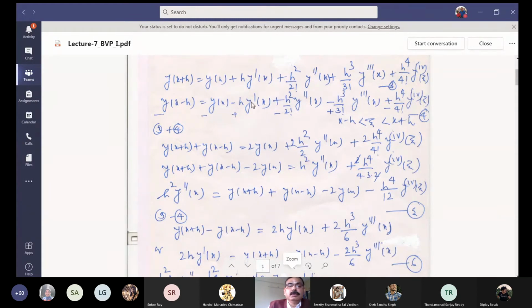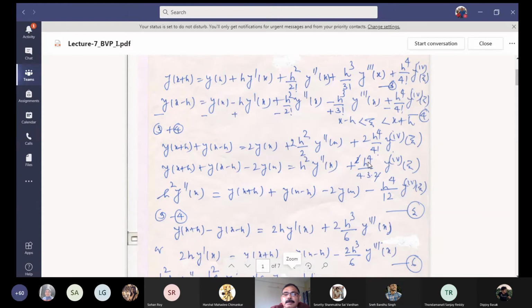2y(x), and this goes off, then 2h square by 2 factorial y double prime, so that we write as h square y double prime, and then the odd term, the h cube term, will go off, and then the 2 times of the 4th term will be there. So I have just written here y(x+h) plus y(x-h) equal to 2y(x) plus h square y double prime plus 2h to power 4 by 4 factorial, 4th derivative of y at the point xi. Is that point clear? Is this clear? Yes, sir.